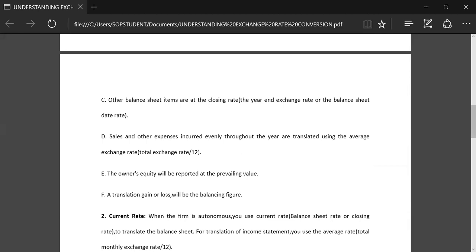Sales and other expenses incurred evenly throughout the year are translated using the average exchange rate, which means the total exchange rate divided by 12. The owner's equity is reported at the prevailing value, and the gain or loss from translation is the balance sheet figure to balance the account.